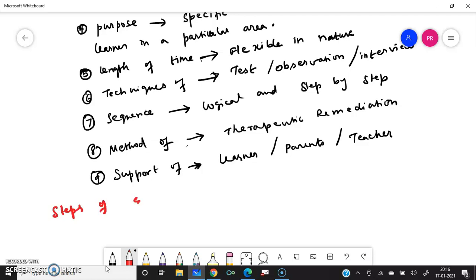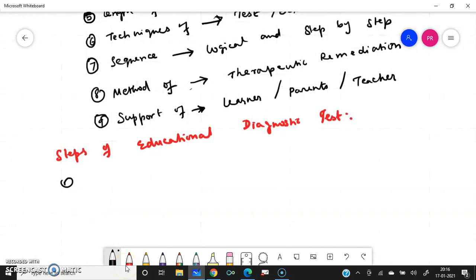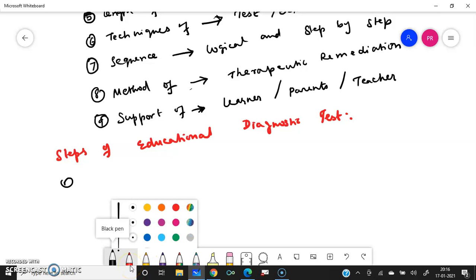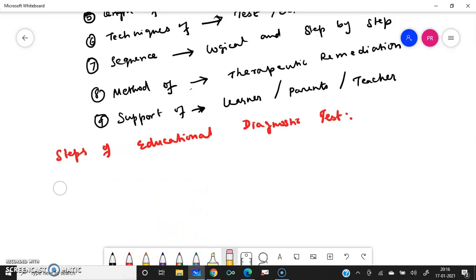Next is steps of the educational diagnostic test. We have already discussed the steps, you remember? So I will tell them orally. We have already learnt about it. Identifying and classifying students having learning difficulties. You identify which students are having difficulties, and classify the type of mistakes the students are making.